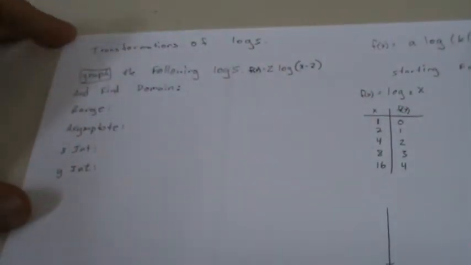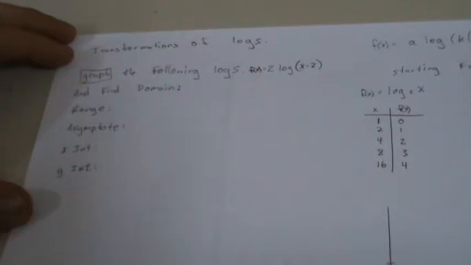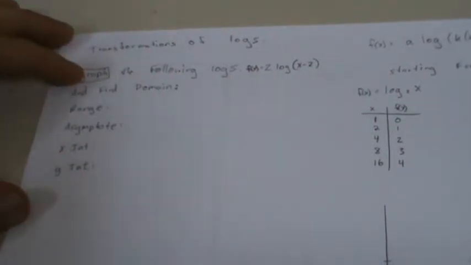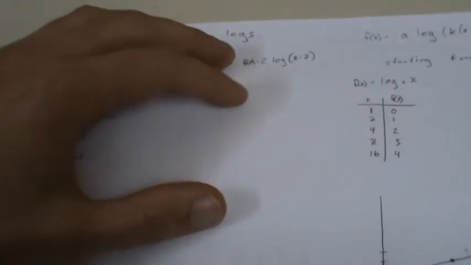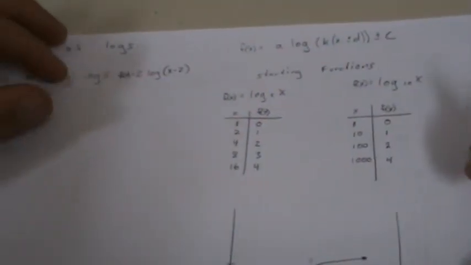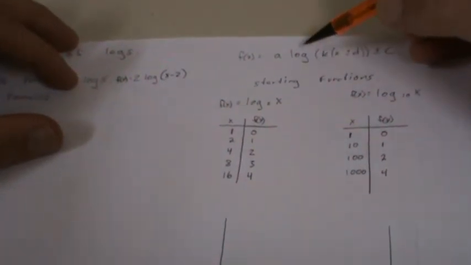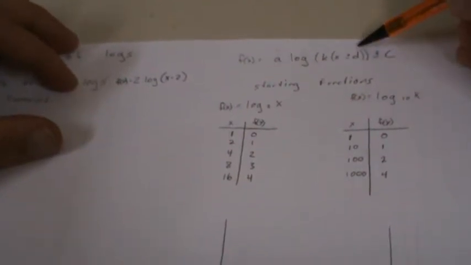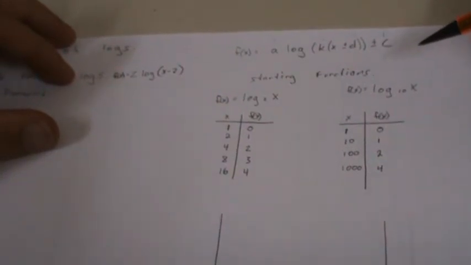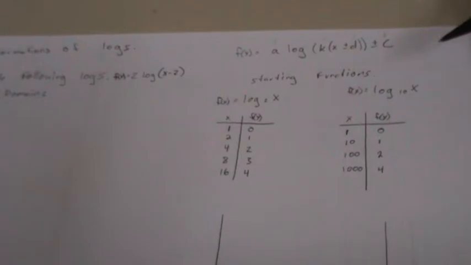Alright, so for today we're going to be talking about transformations of logarithms. And transformations are familiar to you based on what we did with the trigonometric transformations and the power transformations. And so the idea here is that we're going to take the logarithm function, and it's going to have an a value, a k value, a d value, and a c value as normal. The a, k, c, and d values all do the same thing that they did before.